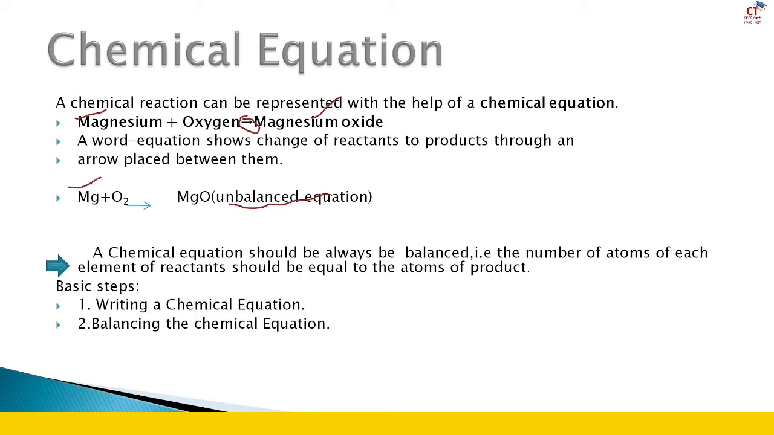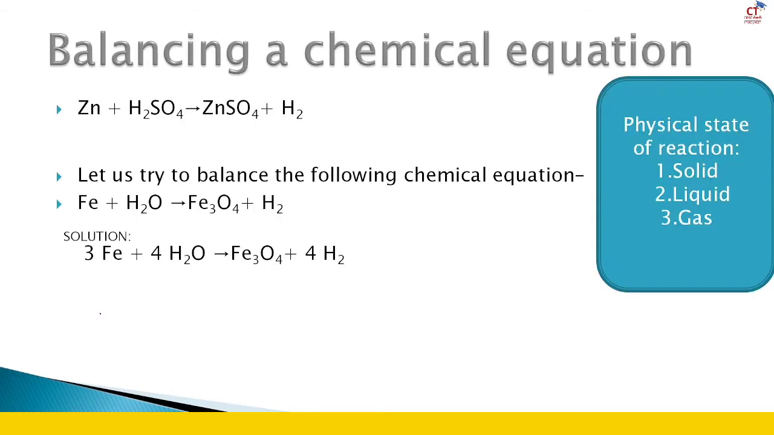Now, there are two basic steps by which we write or depict a chemical equation. First is writing a chemical equation, and the second, the most important one, is balancing of the chemical equation. As I have already discussed earlier, a chemical equation cannot be unbalanced, so it needs to be balanced. In the further slides, we'll learn about it. So first, let's learn about the writing of a chemical equation.